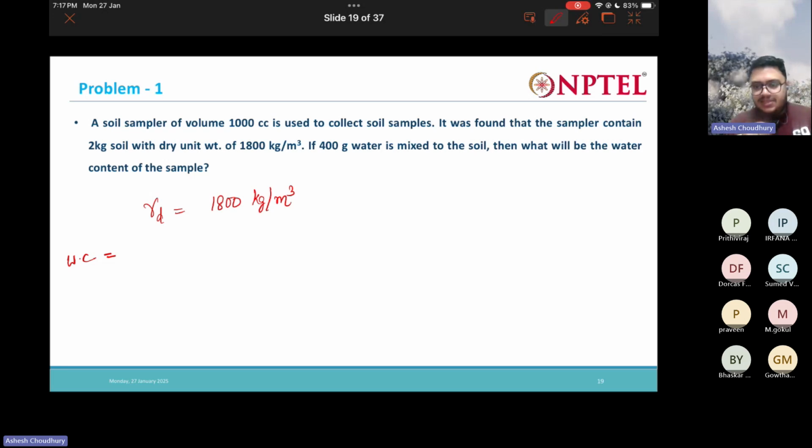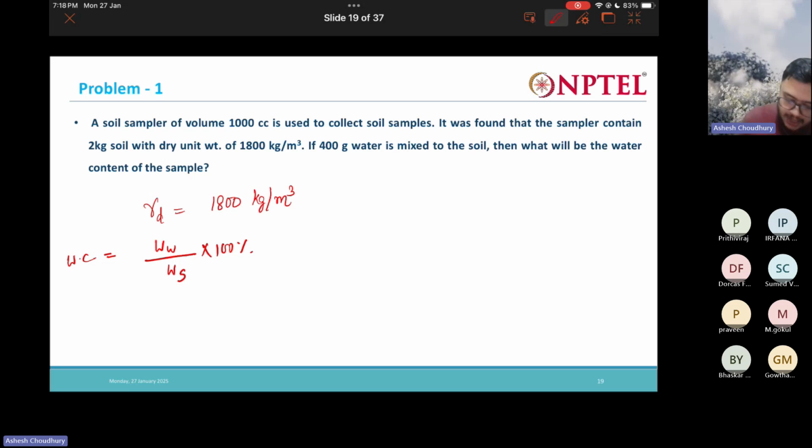We studied this in this class only, right? Weight of water by weight of solids into 100%, correct. Okay, so we need to know the weight of water and we need to find out the weight of solids. So weight of water and weight of solids, these two things we need to find out.